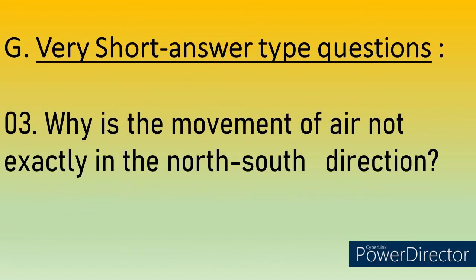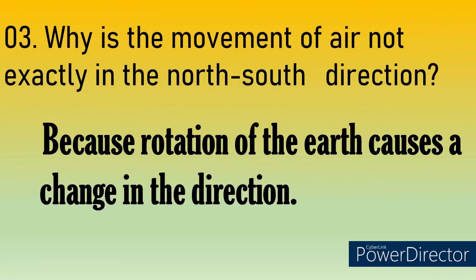Now the third question is, why is the movement of air not exactly in the north-south direction? The reason is that rotation of the earth causes a change in the direction. You know very well already, the earth is not erect, it is always tilted towards one side. At a particular angle it is tilted and it is revolving around the sun. So because of this rotation of the earth, the movement of air is not exactly in the north-south direction. It may be from north to south or south to north, or from the poles towards the equator. I hope you understand.